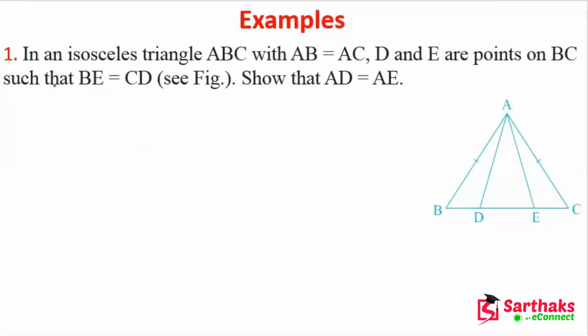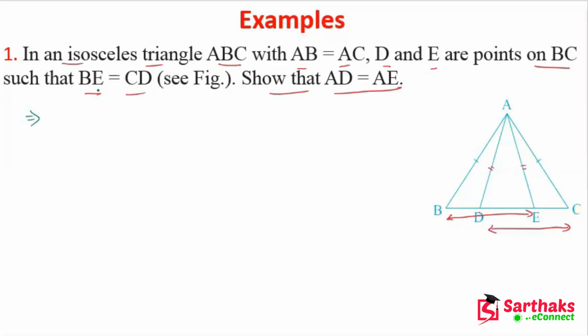Okay. So question number 1 is: ABC is an isosceles triangle, AB is equal to AC, and D and E are points on BC such that BE is equal to CD, meaning this line is equal to this line. Got it? Now we have to prove, show that AD is equal to AE. We have to prove this line.